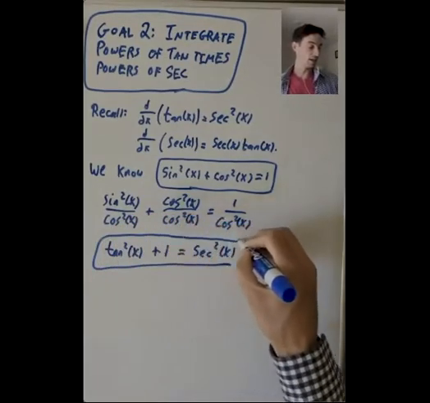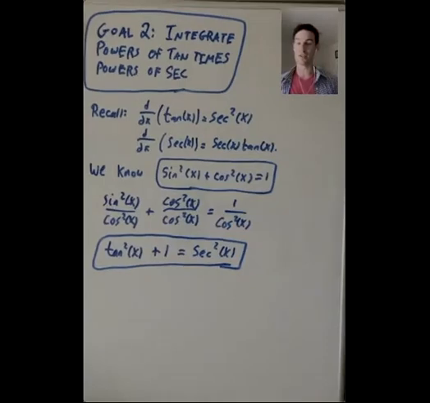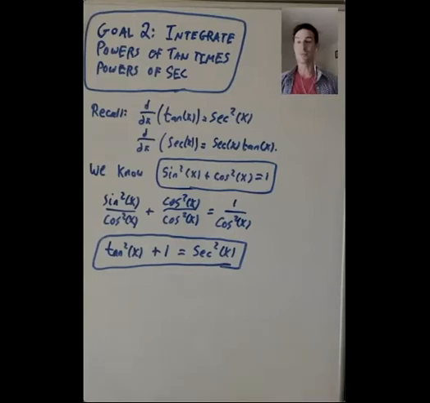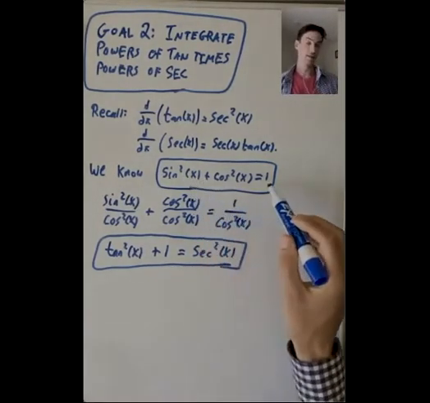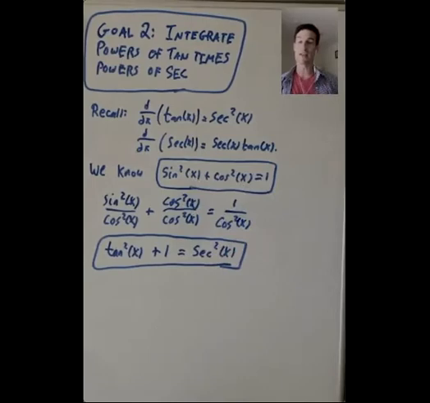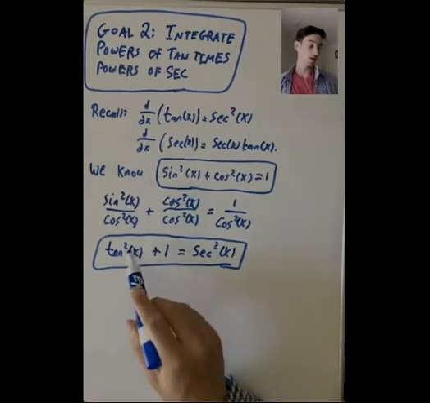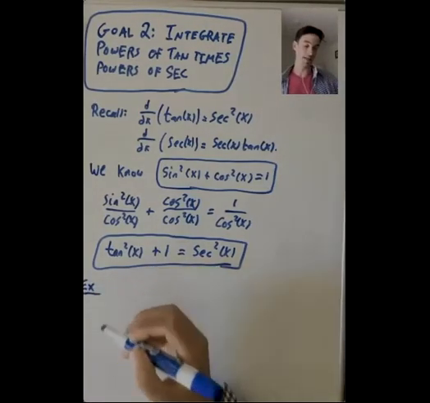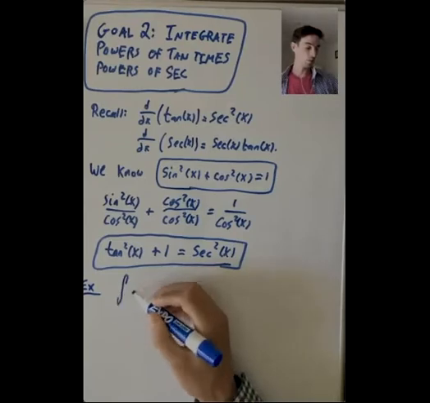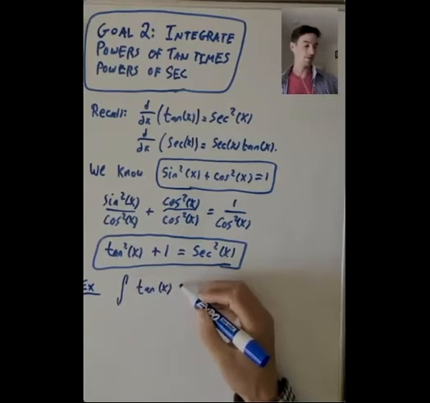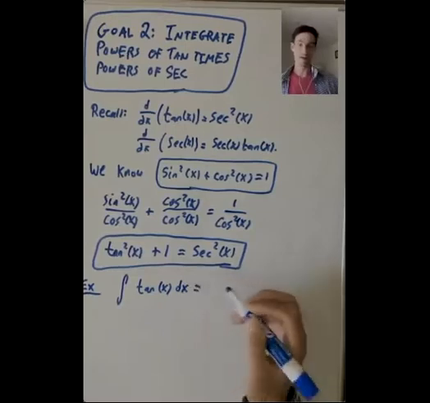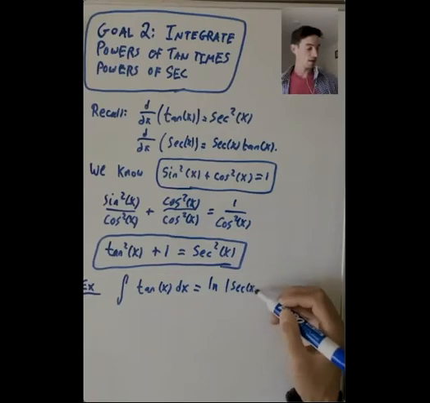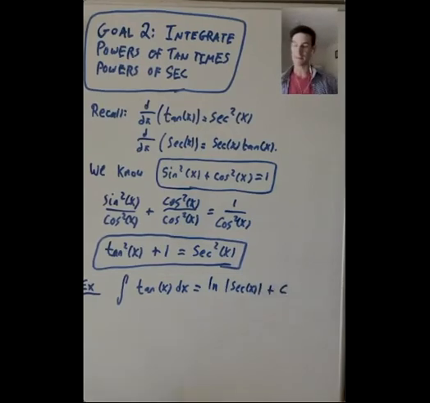This identity is really important for this section of the course. This is something you should definitely know. I could say you should memorize it, but really if you remember sine squared plus cosine squared equals 1, and this idea of dividing everything by cosine squared, you won't forget it. So we want to integrate powers of secant times powers of tangent. Just remember there's one example we already did, which was we figured out the integral of tangent of x using u substitution is equal to the natural log of the absolute value of secant of x plus c.